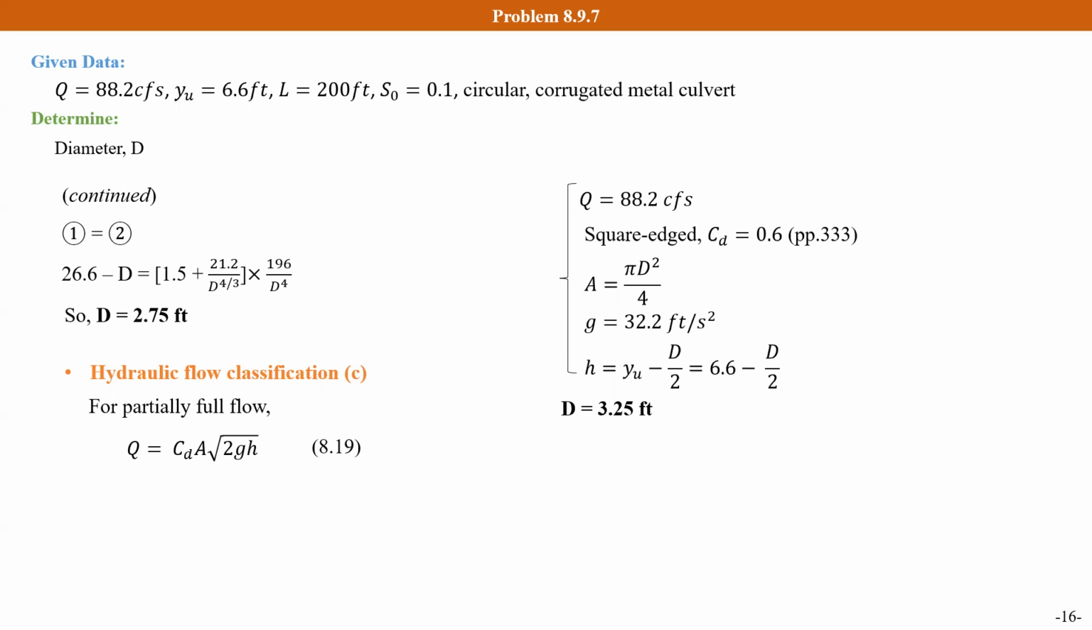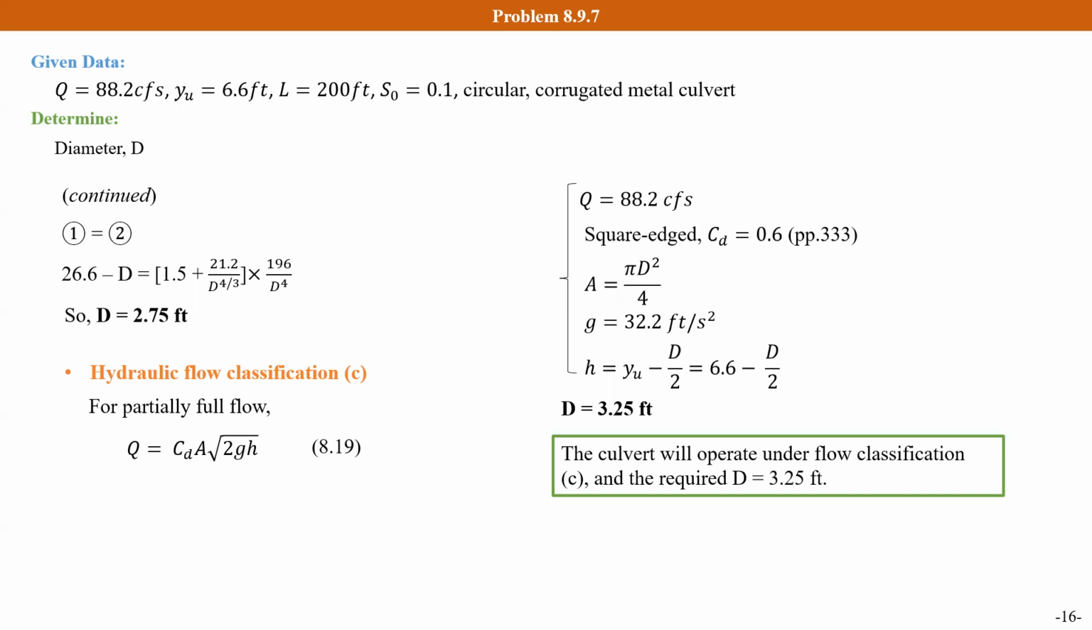Because in practice we typically choose a larger diameter for design, the culvert will operate under flow classification C, and the required diameter should equal 3.25 feet.